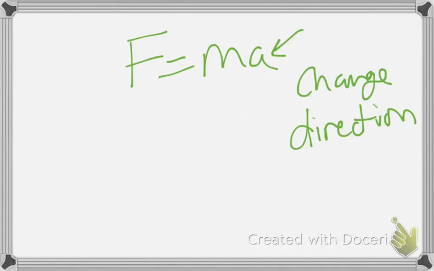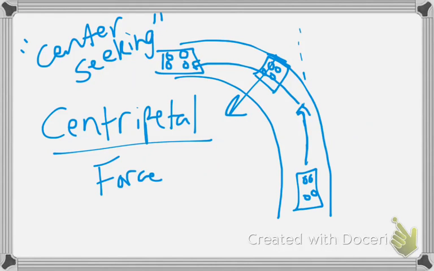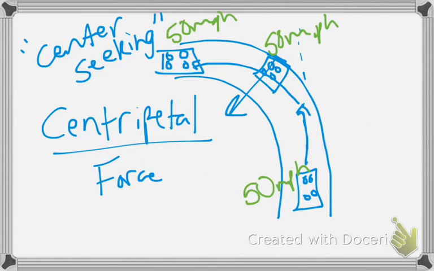So let's think about that. I could go around this curve at a constant velocity. We have a velocity of, say, 50 miles per hour here, and I could be going 50 miles per hour here. You're not changing your speed. But you are changing your velocity, because your velocity is going in a different direction.